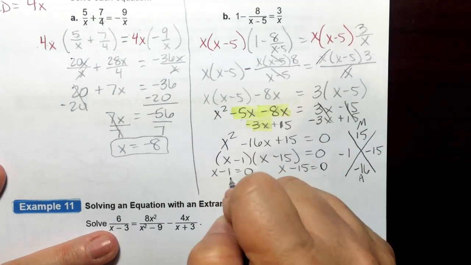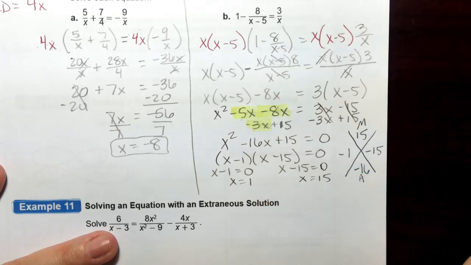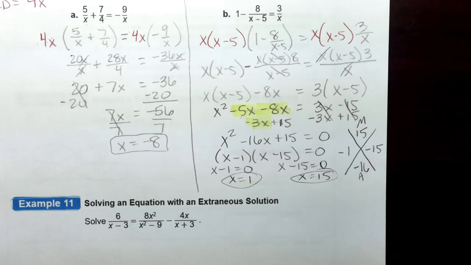So add 1 to both sides, we get x equals 1. Add 15 to both sides, we get x equals 15. So our solutions are x equals 1 and x equals 15.